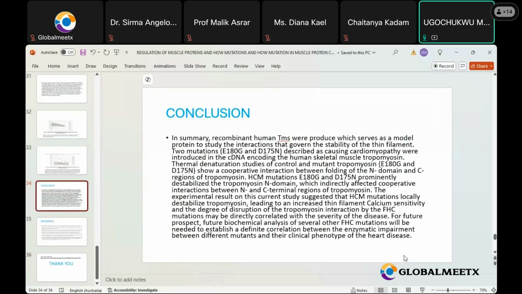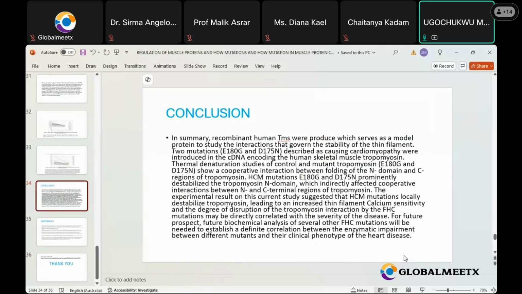The experimental result of this current study is that the hypertrophic cardiomyopathy mutations locally destabilize tropomyosin, leading to an increased thin filament calcium sensitivity, and the degree of disruption of the tropomyosin interaction by the cardiomyopathy mutations may be directly correlated with the severity of the disease.